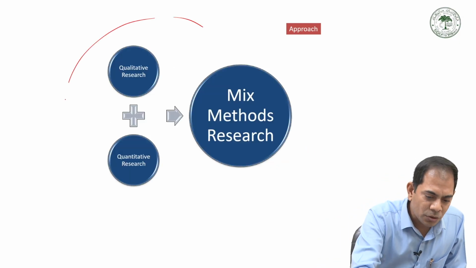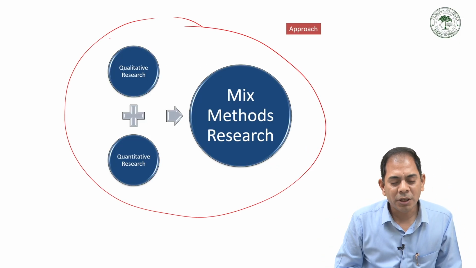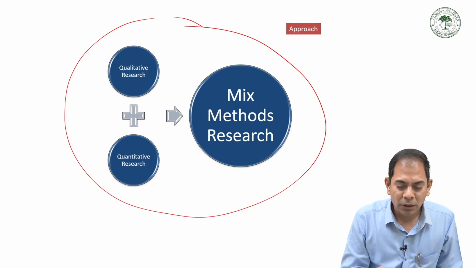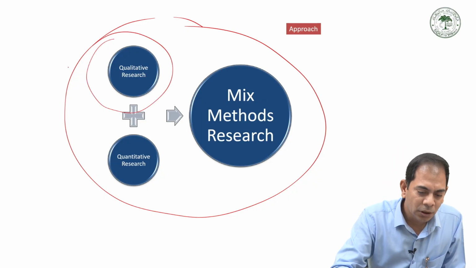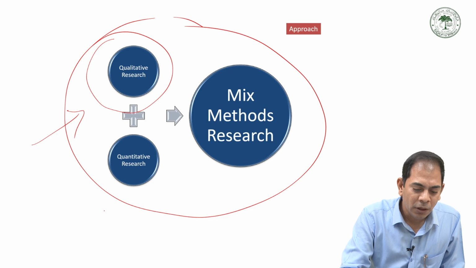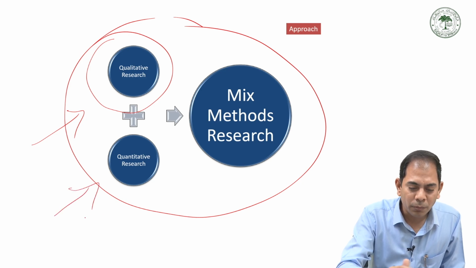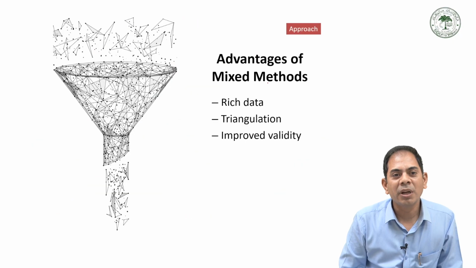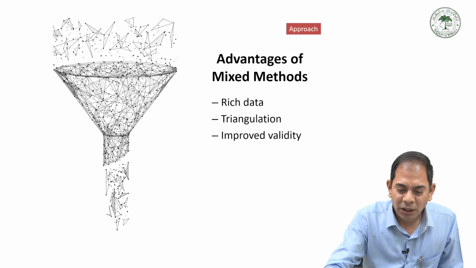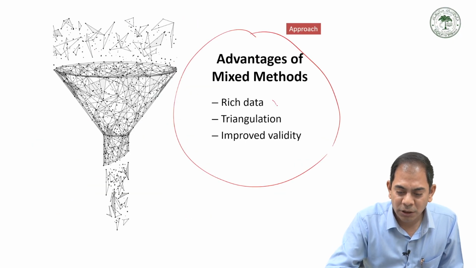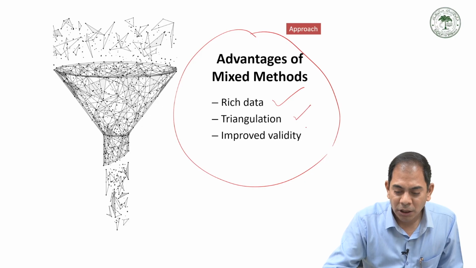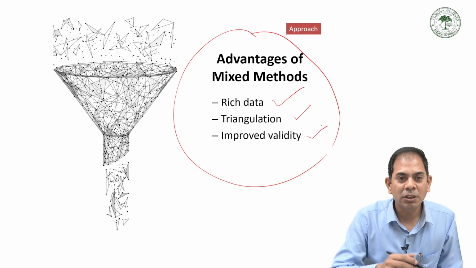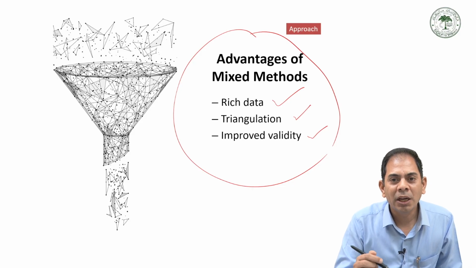So here you see on your screen a design, just like the qualitative research. We collected qualitative data and we collected quantitative data, and both are combined and used in a single research. This is called the mixed method type of research. The advantages of mixed method research are rich data, triangulation and improved validity. Just like the first, the rich data. The mixed method provides detailed and complete data.